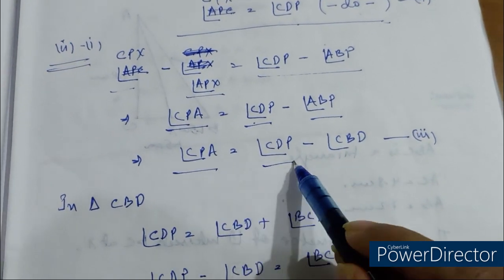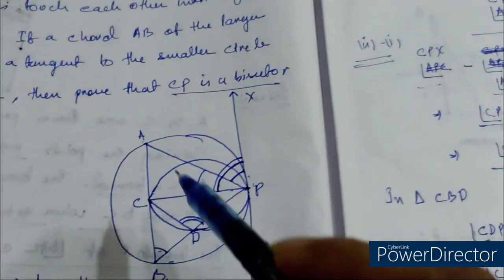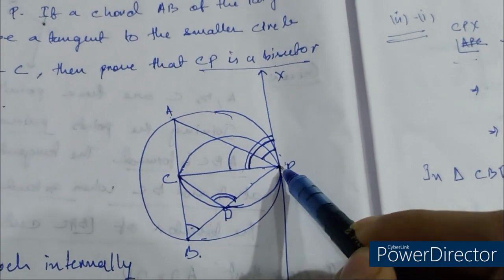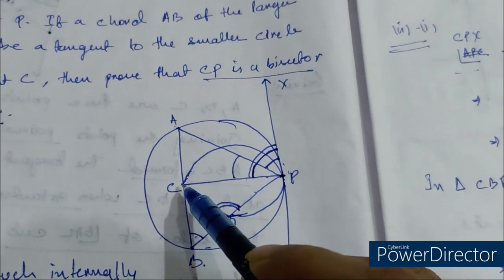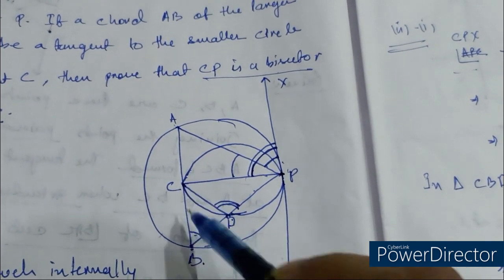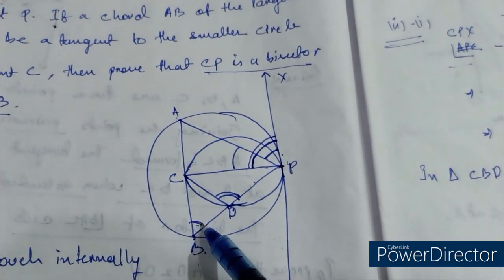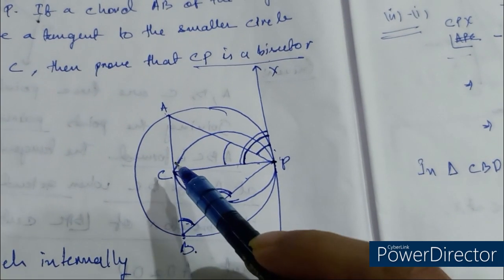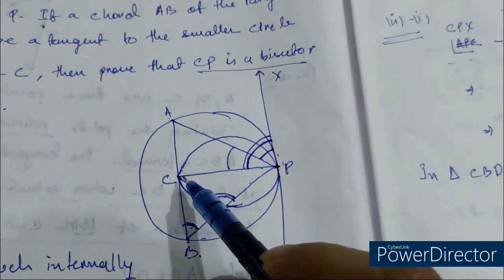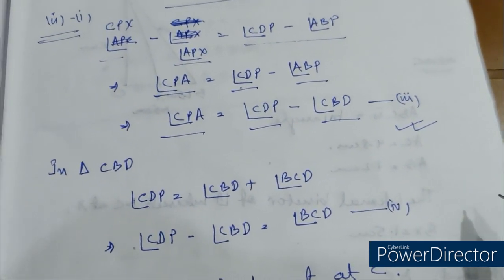So next, CPA is equal to CDP minus CBD, instead of ABP I can write it as CBD, okay. It is the same angle only, you can say ABP or CBD. So instead of ABP, now I will call it CBD, and this is our equation 3.